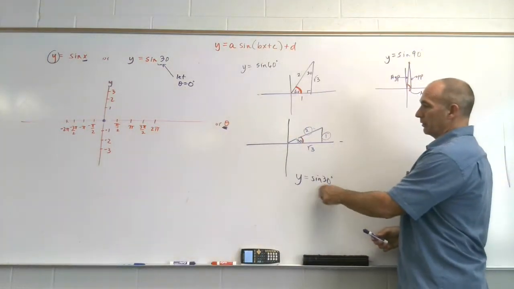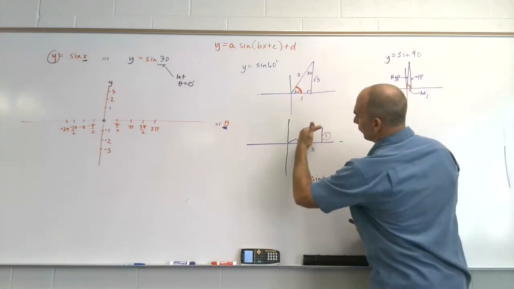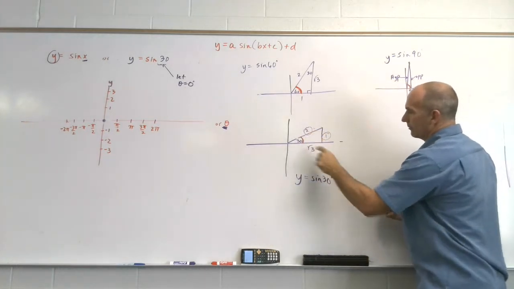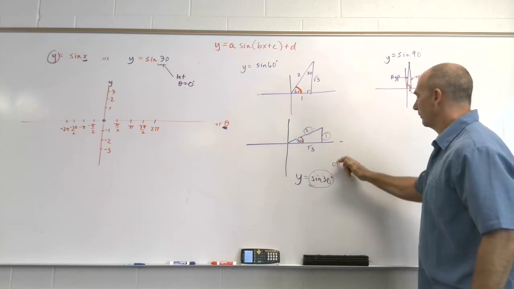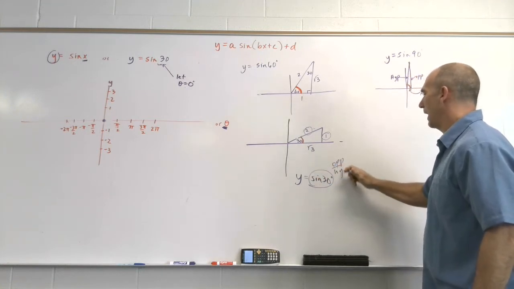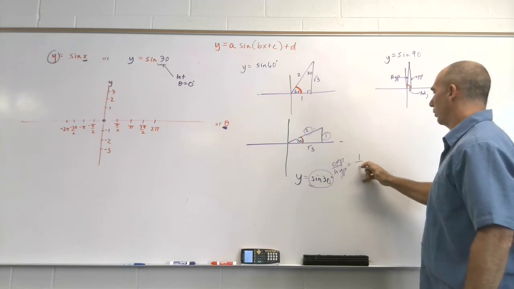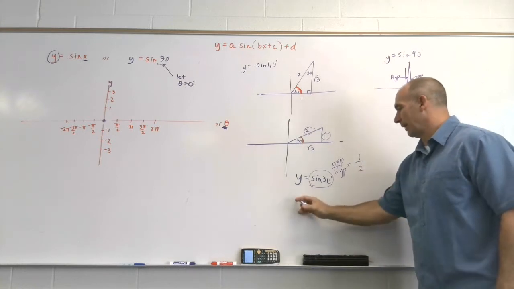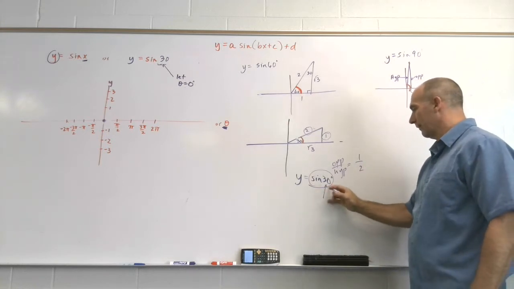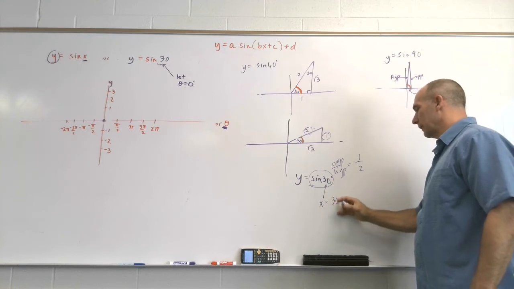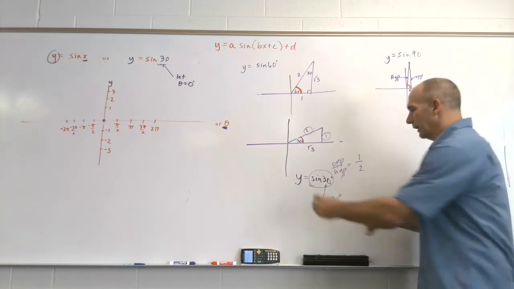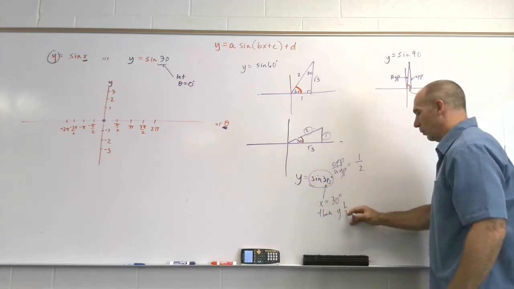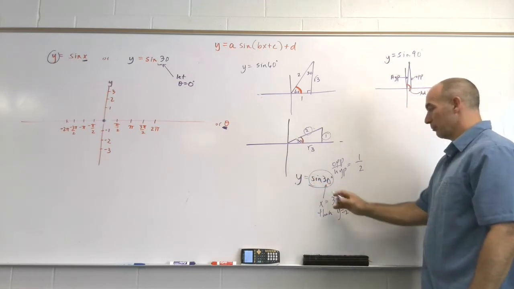Well, here's my 30-degree picture. So we spin our spinner 30 degrees. We label our sides. What is sine of 30 degrees? Well, it's opposite over hypotenuse, which is 1 over 2. So this is saying if x is 30 degrees, then y would equal 1/2. And there's my point.